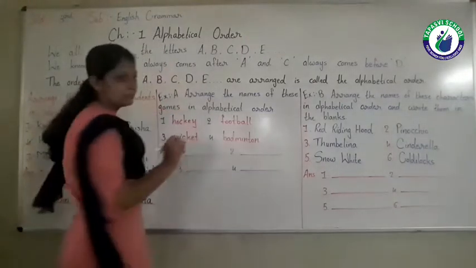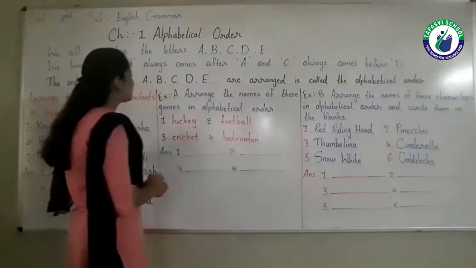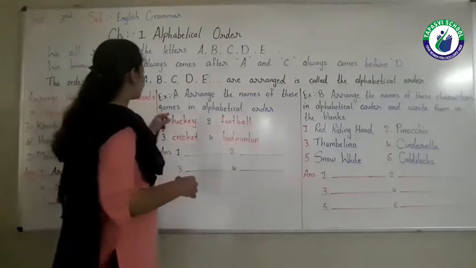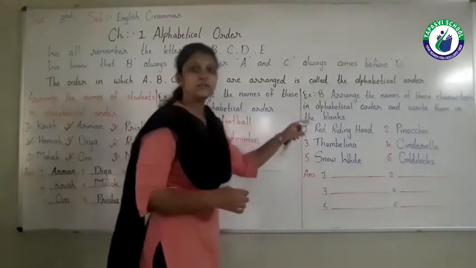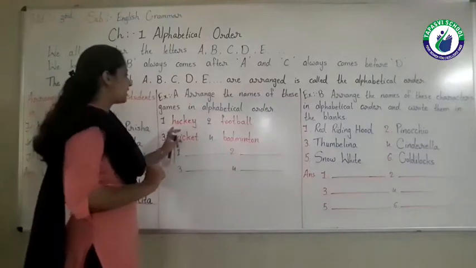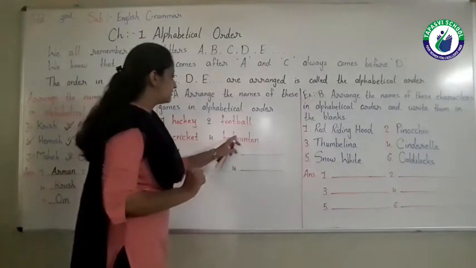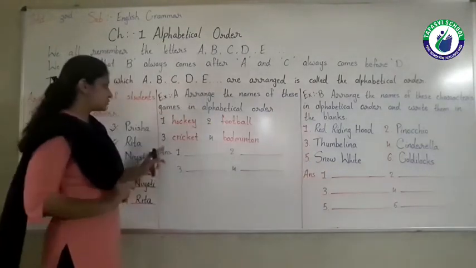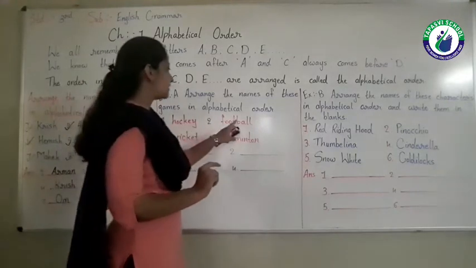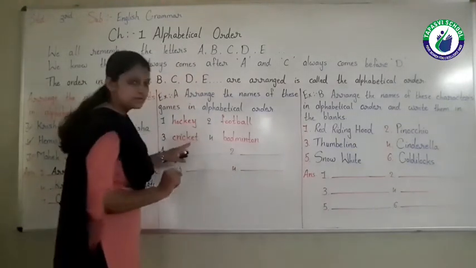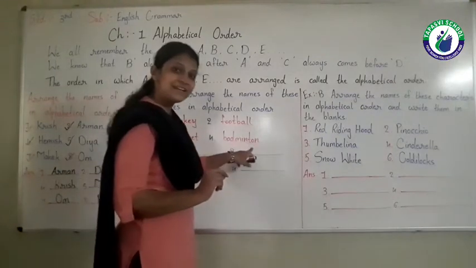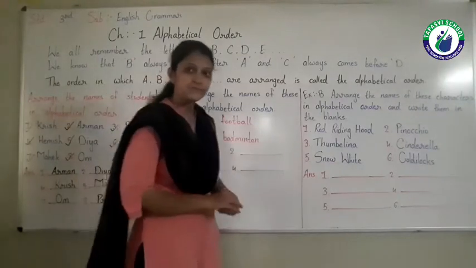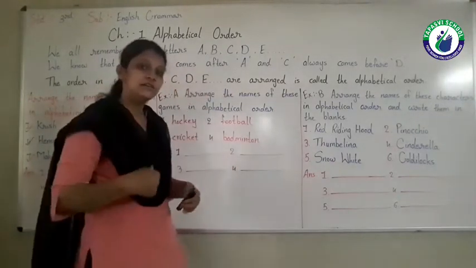Now we will move forward on exercise A. Arrange the names of these games in alphabetical order. Here there are 4 games given. 4 names of games are given. First one, hockey. Second, football. Third, cricket. Fourth, badminton. So these 4 names of games we have to arrange in alphabetical order.